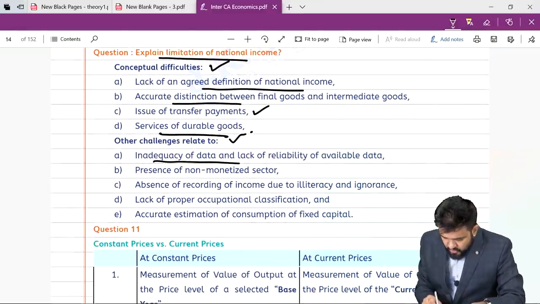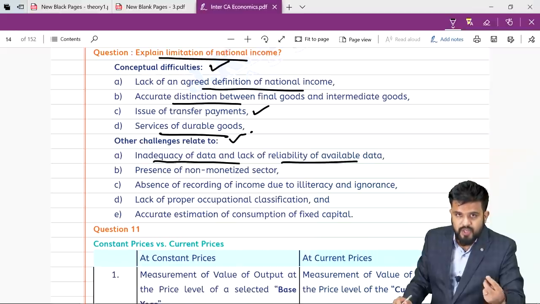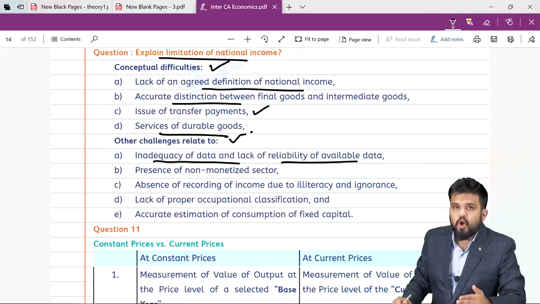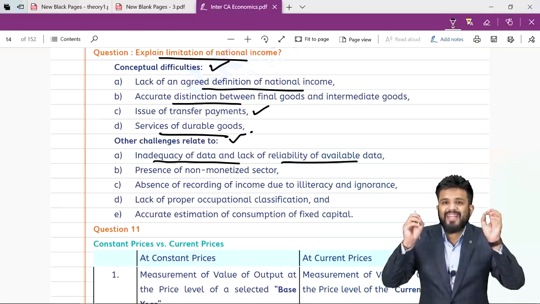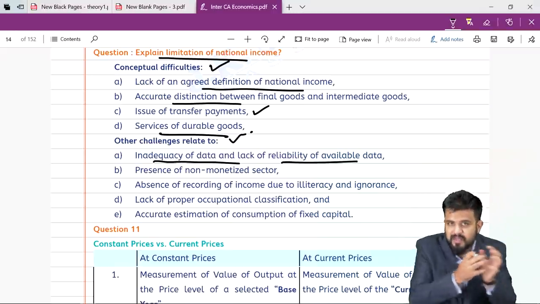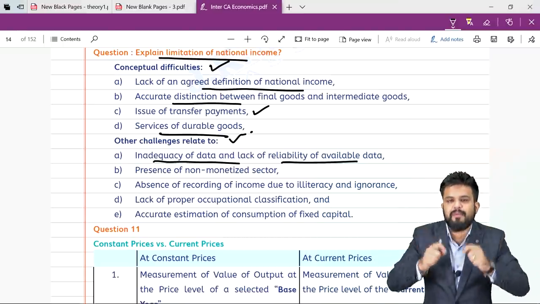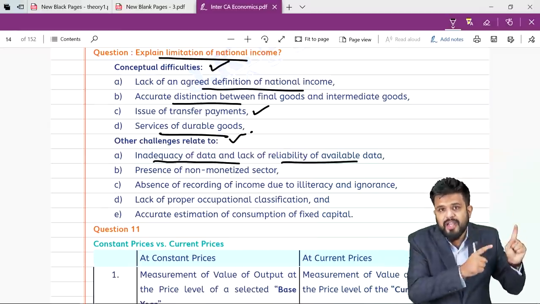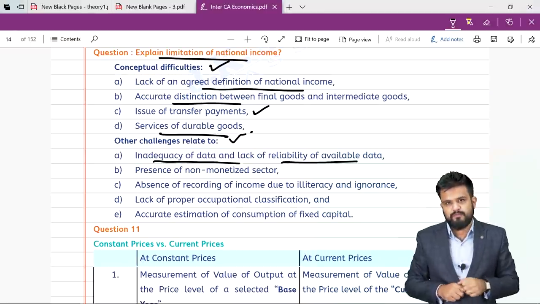Other challenges: inadequacy of data, lack of reliability of data. Whatever data or information the CSO receives from different sources is many times incomplete data, half data, wrong data, old data, lacking reliability. So if the numbers coming from the primary sector, the secondary sector, and the service sector are not accurate, not reliable, incomplete or old, can I say our country's national income or GDP calculation will go wrong? And that is happening.